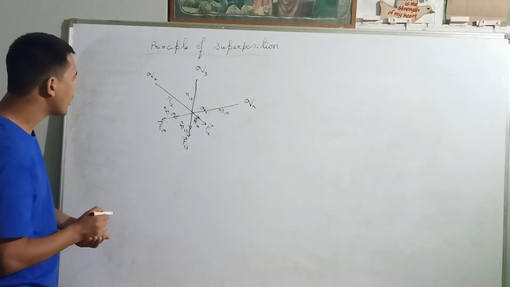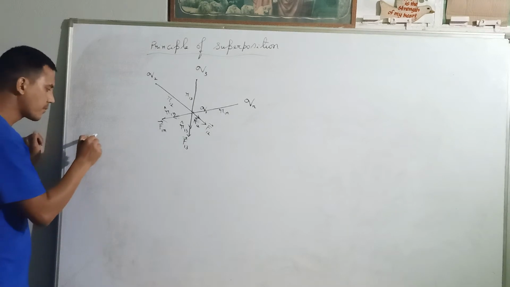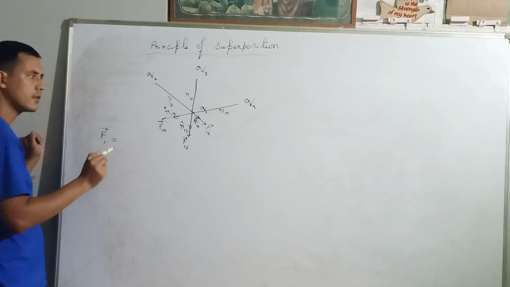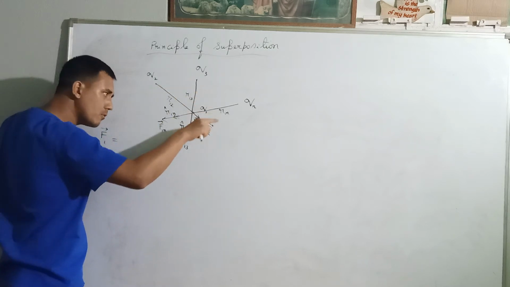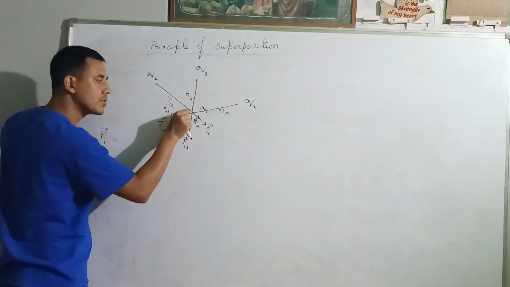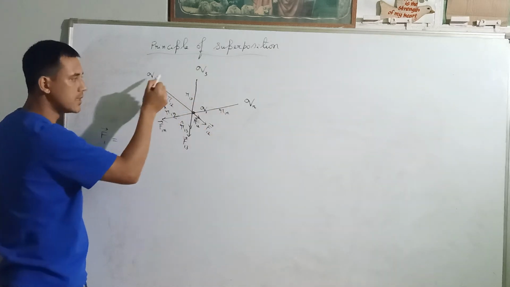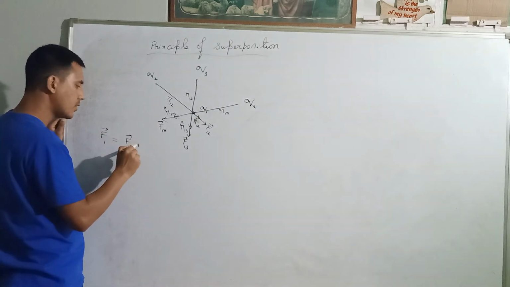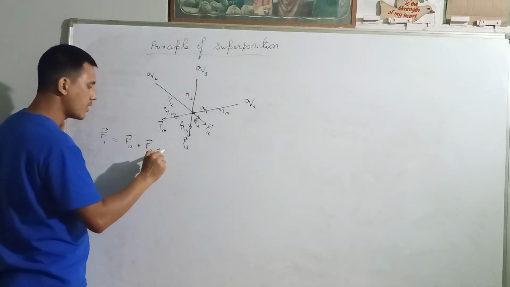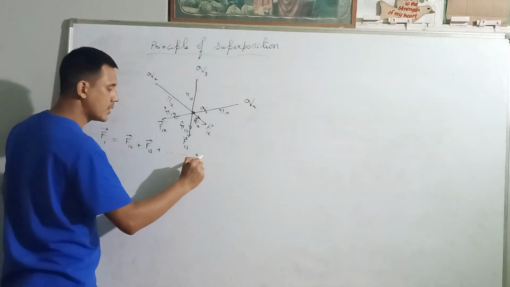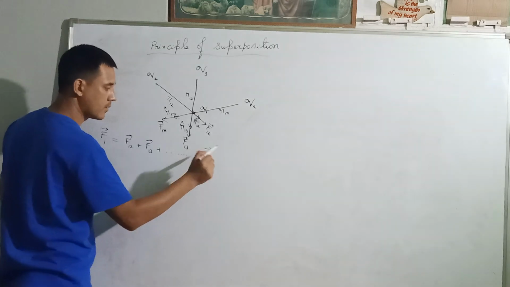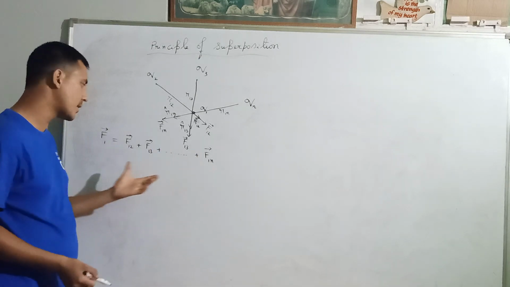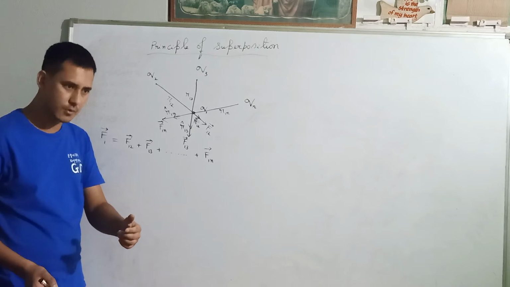Then according to the superposition principle, the total force exerted on Q1 will be given by the vector sum of all the forces exerted on this charge Q1 by all the other charges. So those forces are F12, F13, F14, F15, similarly up to F1n. So using Coulomb's law, I'm going to find all these individual forces, and I'm going to find out their vector sum.